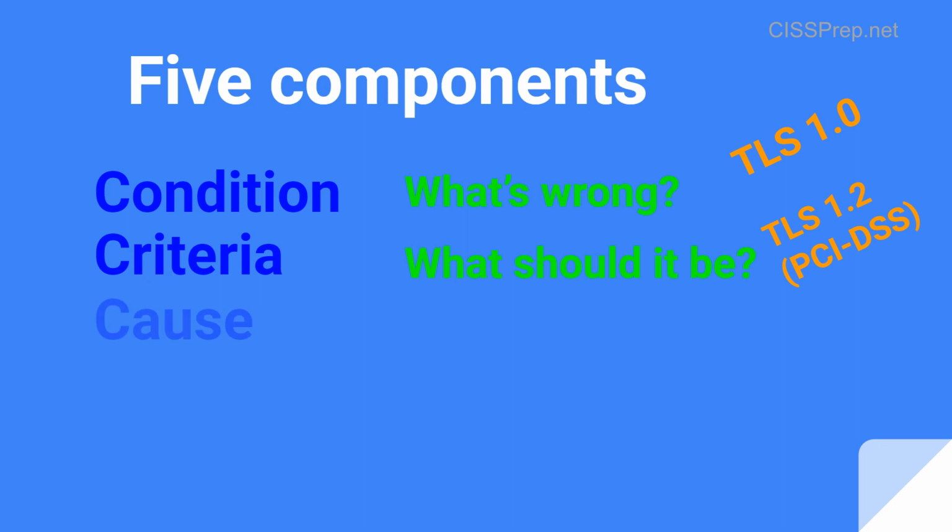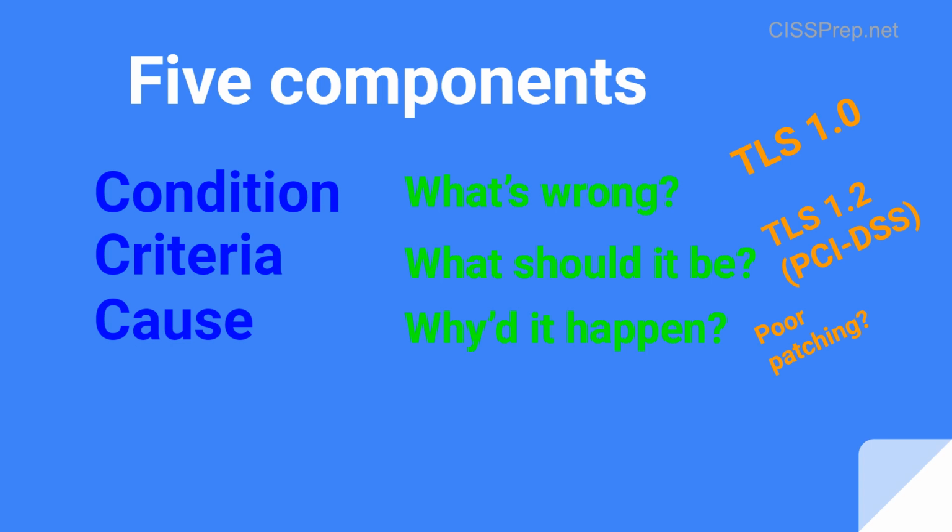The cause is the explanation of why the situation occurred. You can think of this as the why did it happen statement. In this case, it could be that the server can't support anything above TLS 1.0, or that the individual performing security operations failed to adhere to the security update schedule.